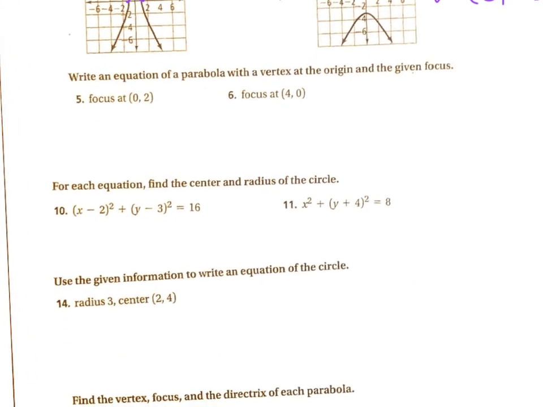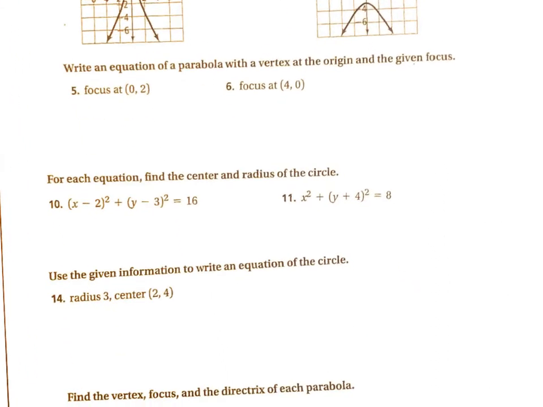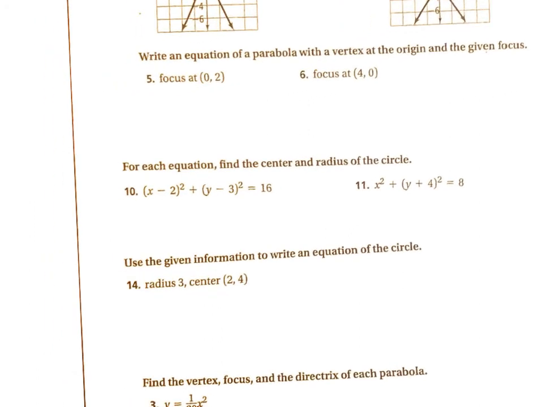All right, next one's write an equation of a parabola with a vertex at the origin and the given focus. Okay, so if it helps you, you can kind of draw it to visualize it. If we plot a focus at 0, 2, this would be our focus, and it says vertex at the origin. So here's our vertex. That means our parabola is going to look like this.